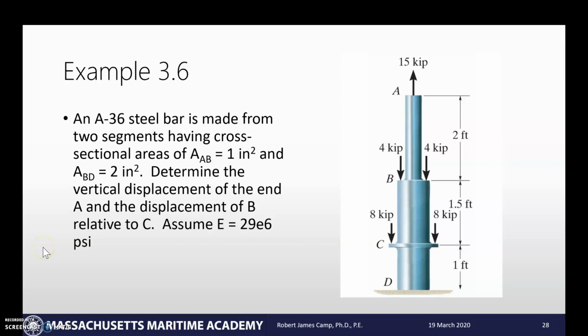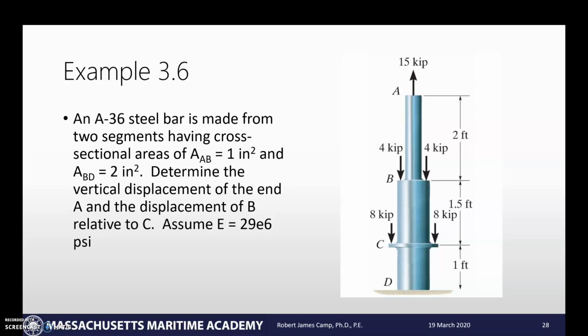An A36 steel bar is made from two segments having cross-sectional areas of 1 square inch in section AB and 2 square inches in section BD. What we need to do is determine the vertical displacement at the end, point A, and the displacement of point B relative to point C.